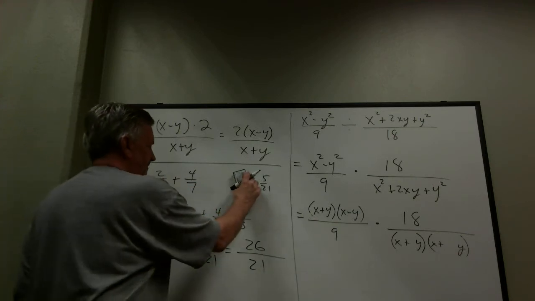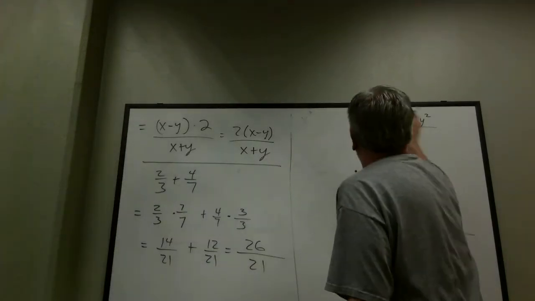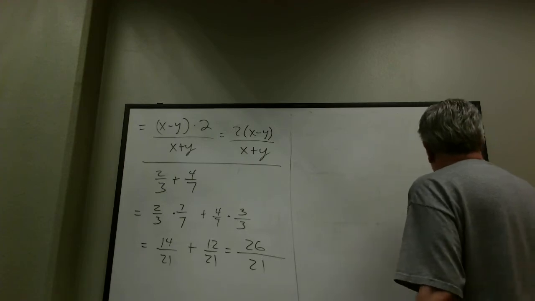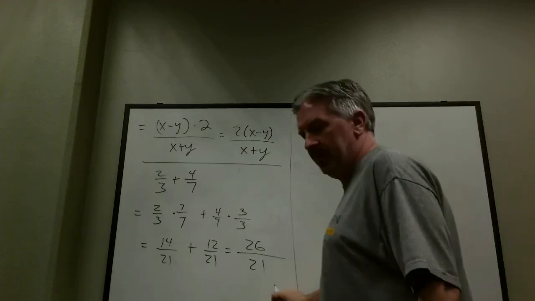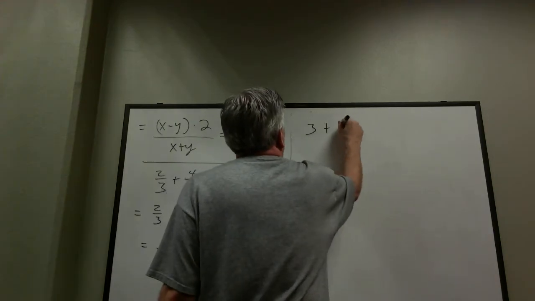So, okay, that's that problem. So now that we remember how to do that, let's do a problem with variables. 3 plus 1 over a. 3 plus 1 over a.